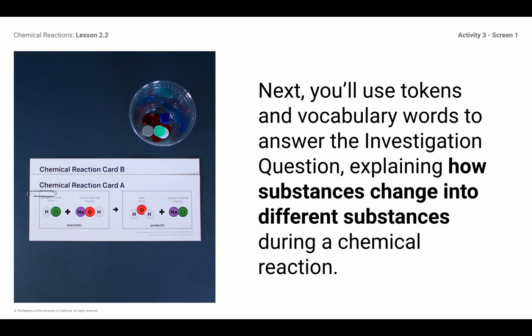Actually, it's not all they have in their cup, but they're going to understand that they don't need any of those extra ones. Because when these bonds break and then they rearrange into the new substances, the new products, so water and sodium chloride, water and salt, they will realize that they don't have any extra tokens left over to put back in their cup, and they didn't need to take any tokens out from the cup.